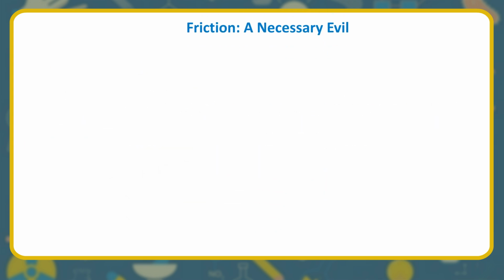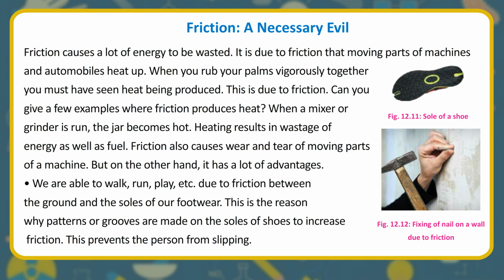Friction, a necessary evil. Friction causes a lot of energy to be wasted. It is due to friction that moving parts of machines and automobiles heat up. When you rub your palms vigorously together, you must have seen heat being produced. This is due to friction. Can you give a few examples where friction produces heat?